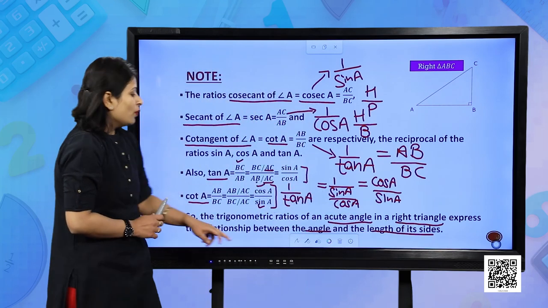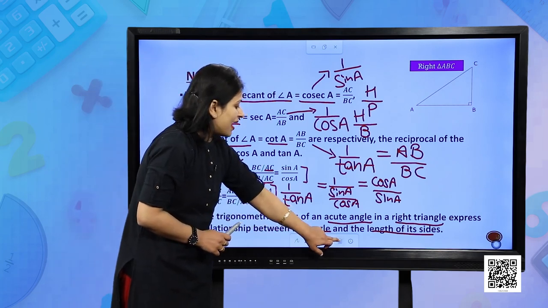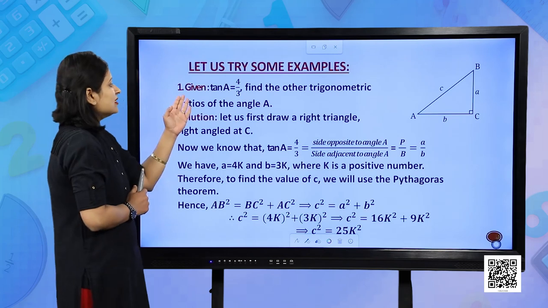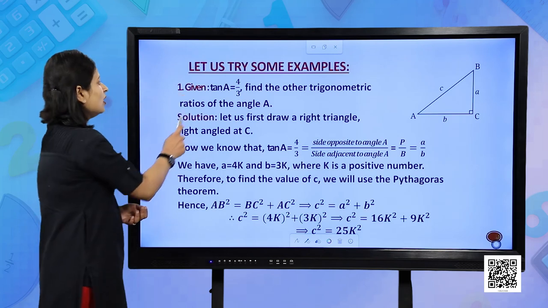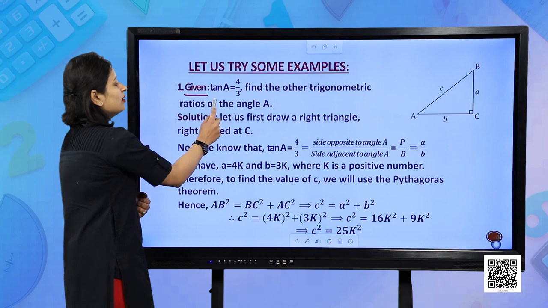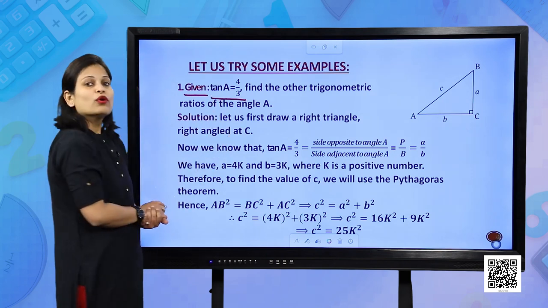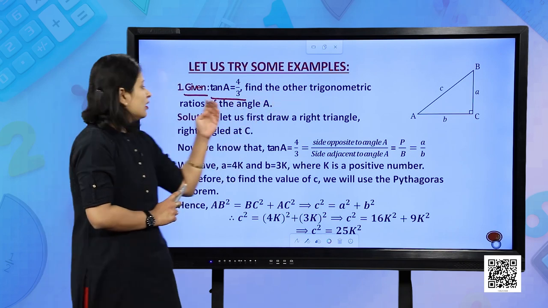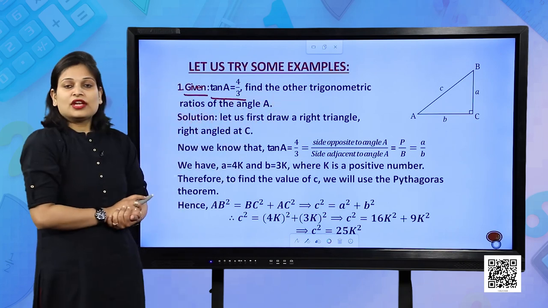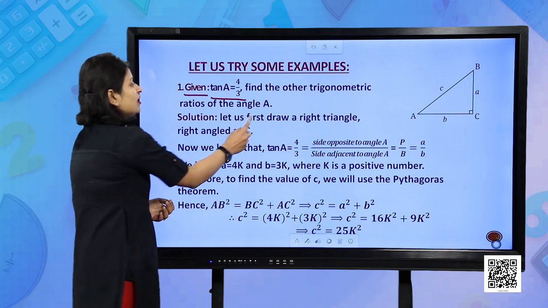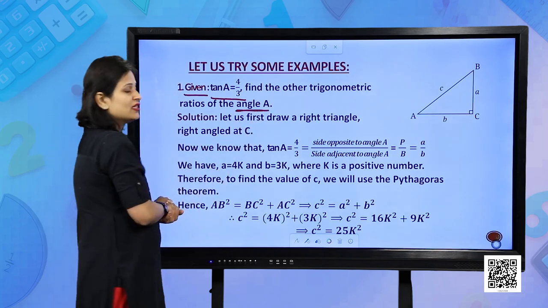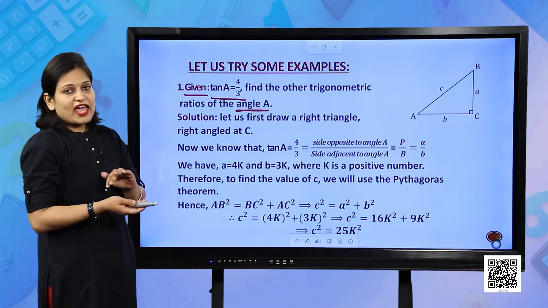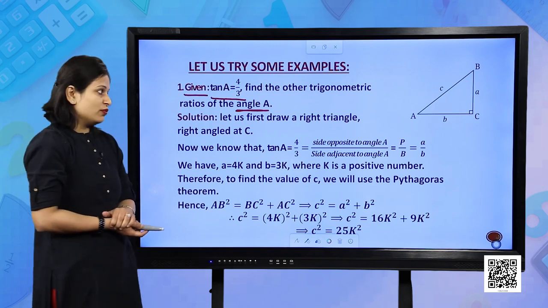Now we are going to understand it better by an example. See example 1. We are given tan A as 4 by 3 and we need to find the value of the other trigonometric functions with respect to angle A. This is very important. You have to see with respect to which angle you need to find the values.